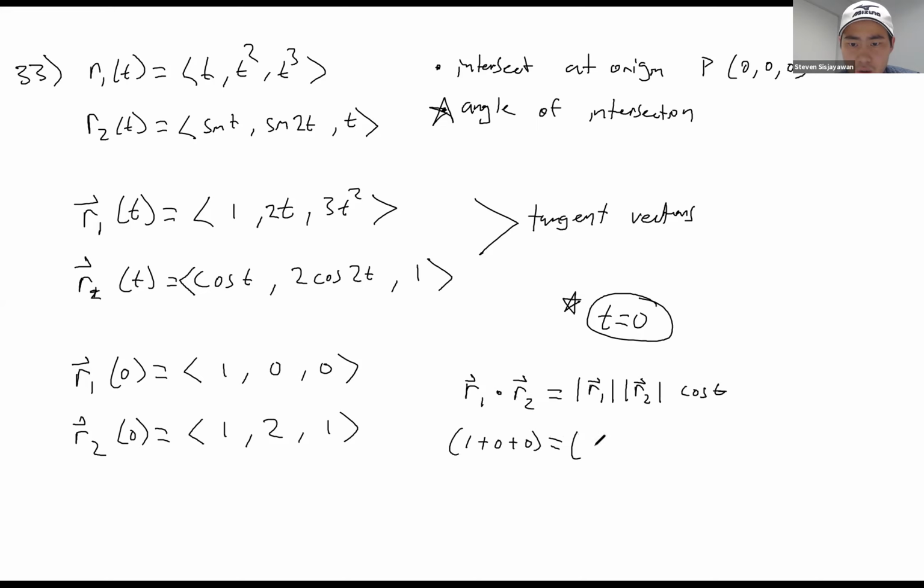which is equal to the magnitude of R1, which is going to be the square root of 1, right? So that should just be 1, and the magnitude of R2 is going to be the square root of 1 plus 4 plus 1, times cosine theta. And so cosine theta is equal to 1 over square root of 6. And hence theta is equal to arccosine of 1 over square root of 6. Okay.